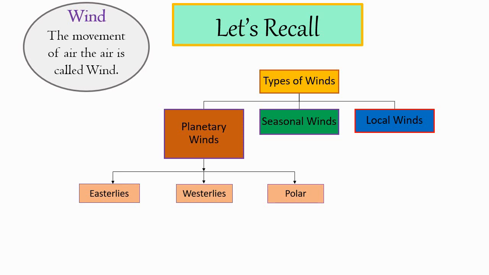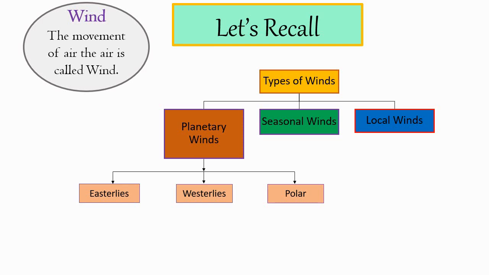We also saw the difference between air and wind. Air is the gaseous mixture in the atmosphere, and it includes oxygen, nitrogen, carbon dioxide, etc. Wind, on the other hand, is a horizontal movement of air caused by the pressure difference between two places.